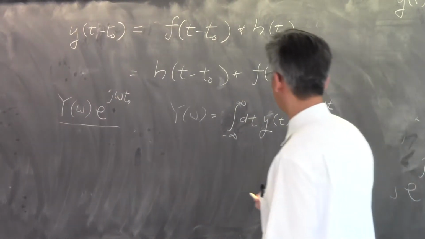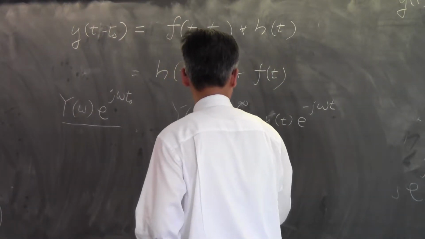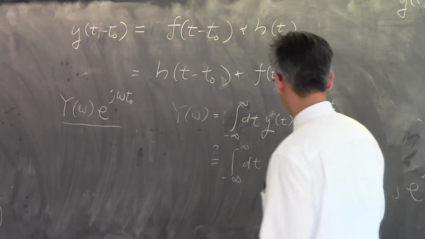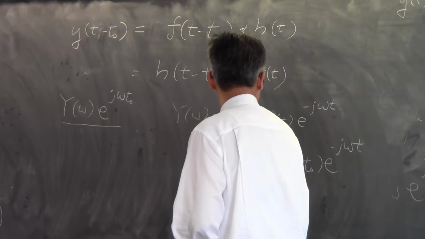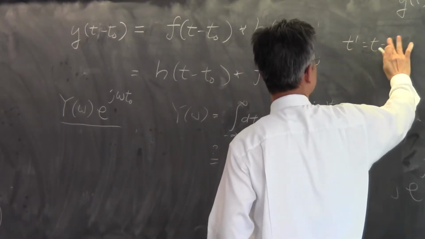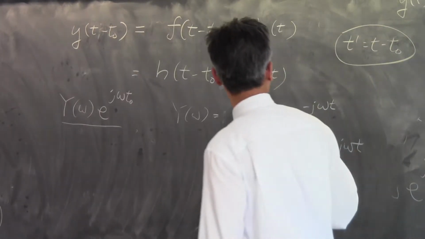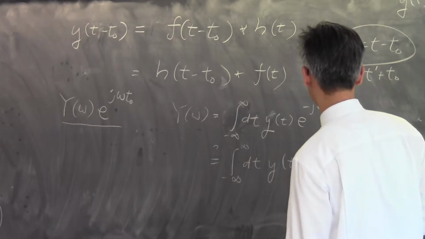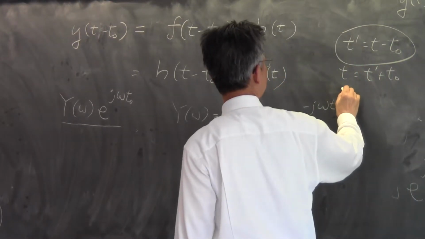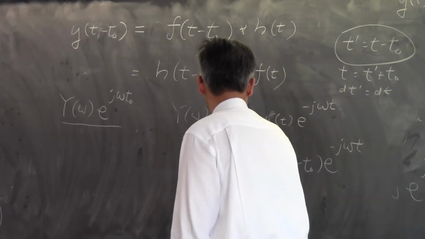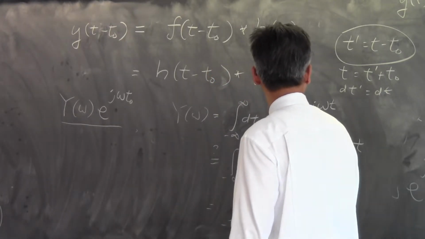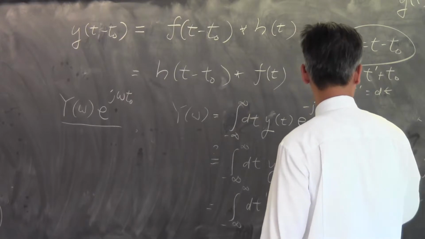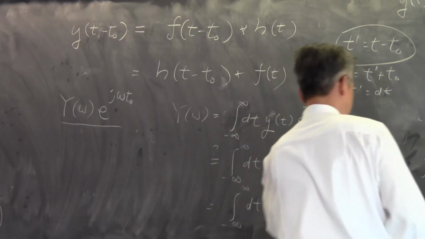So I can do it more carefully. Y of omega is a Fourier transform of this. Then the question is, if I were to find the Fourier transform of this, what is it? I can change variable and call t prime equal to t minus t naught, the dummy variable. So t is equal to t prime plus t naught. And if I change this dummy variable, dt prime is dt. So I will get dt prime, and then y of t minus t naught is y of t prime. And here, I will have e to the j omega t, with t equal to t prime plus t naught.